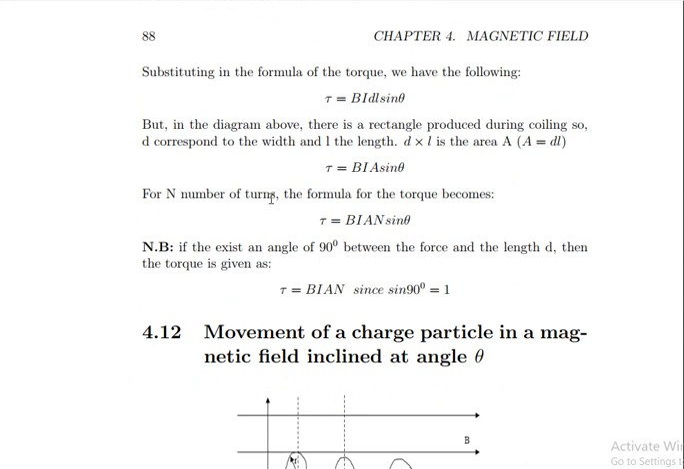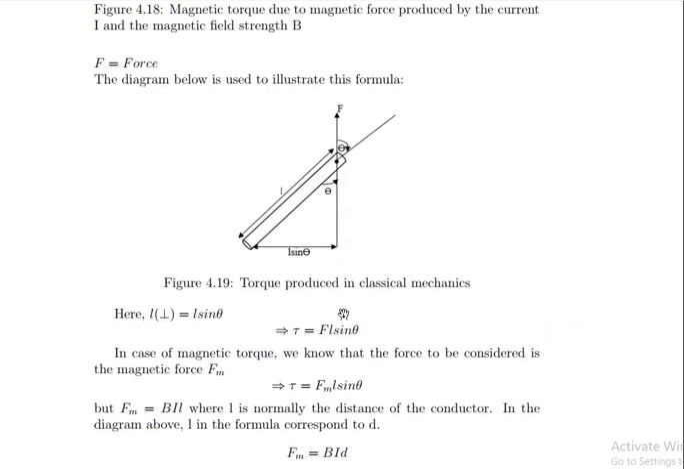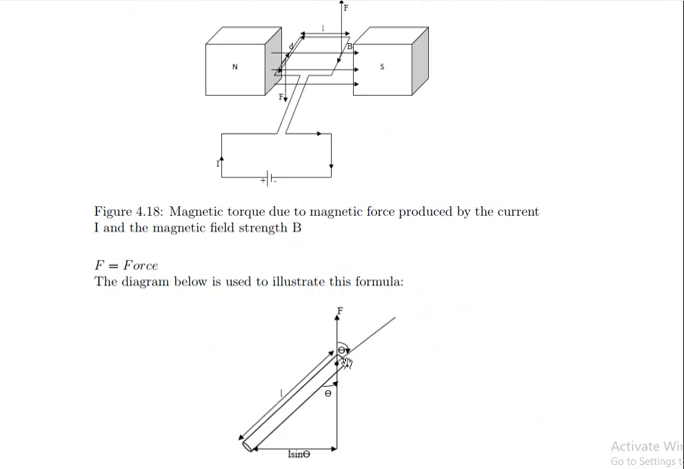So now for n number of turns, the formula for torque becomes torque equals BIAn sine theta. But this formula is for when you have only one turn. So now if there exists an angle of 90 degrees between the force and the length d, then the torque is given as BIAn. So now we need to know that the angle theta is the angle the force makes with the object, the parallel object as such here. It is not the angle with the horizontal. It is the angle the force makes with the parallel object as such.